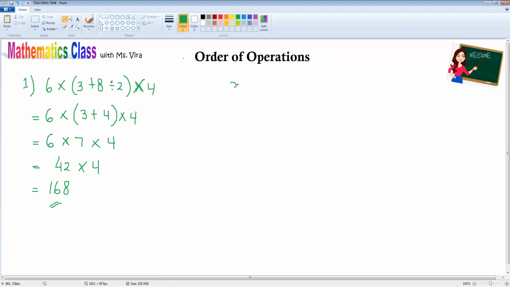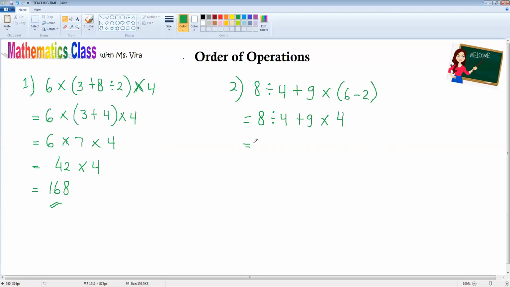Second question, 8 divided by 4 plus 9 times 6 minus 2. Okay, bracket. Again, we need to work what is in the brackets first. Just keep writing it. 4 plus 9 times 6 minus 2 is 4.